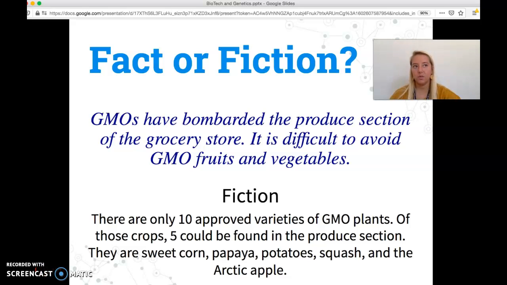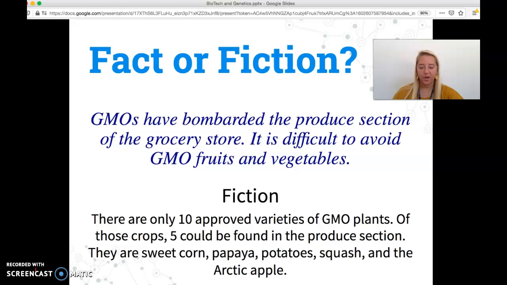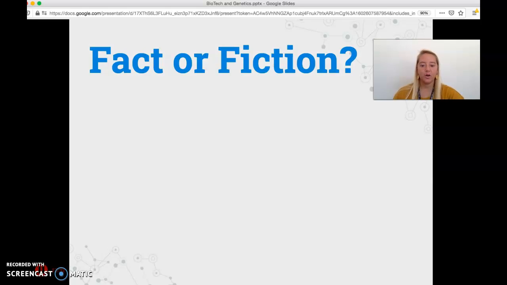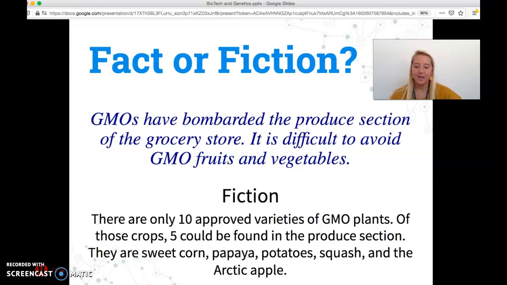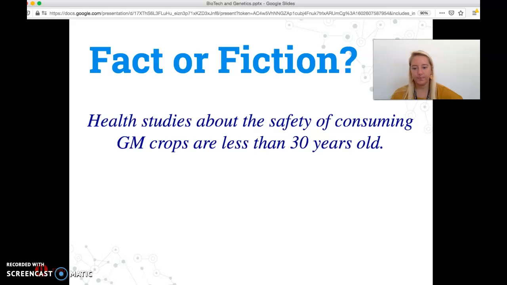And even if you do pick up sweet corn or papaya, if they are genetically modified, it's most likely, no, they won't be labeled. If they are not genetically modified, it'll have a USDA organic sign, but you also might be eating a non-GMO. It just kind of depends on the corn that you pick up. But the moral of the story here is that there aren't very many fruits and vegetables that you would actually ingest that are genetically modified.